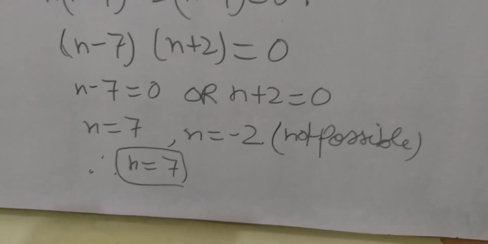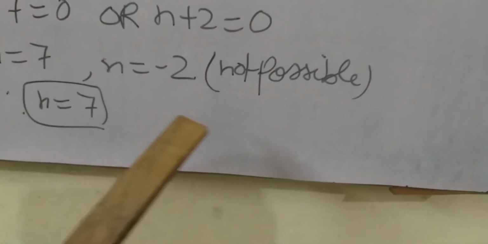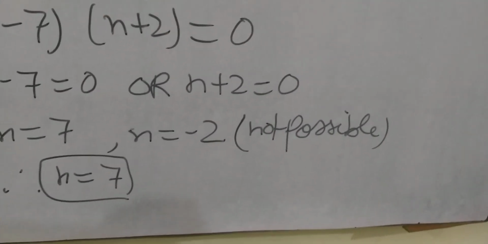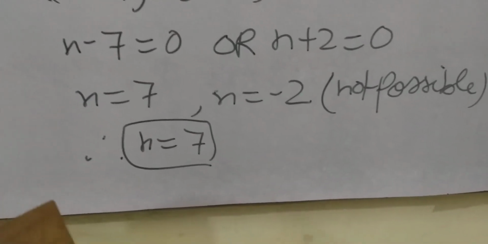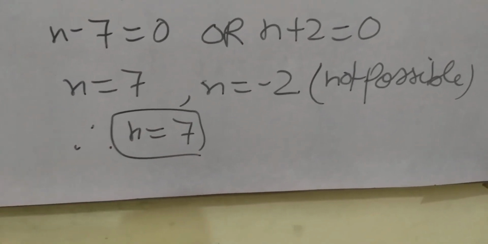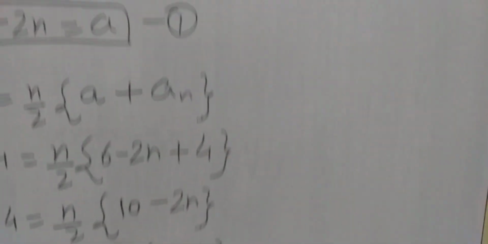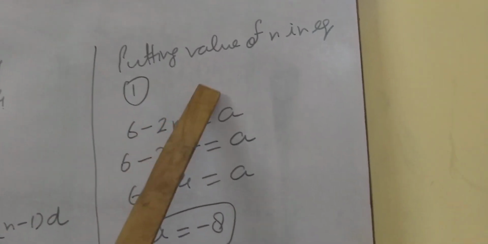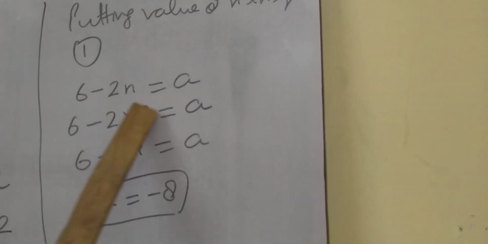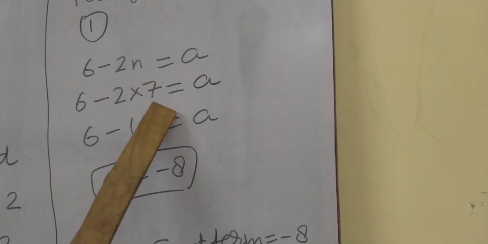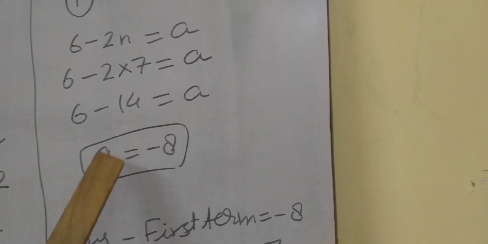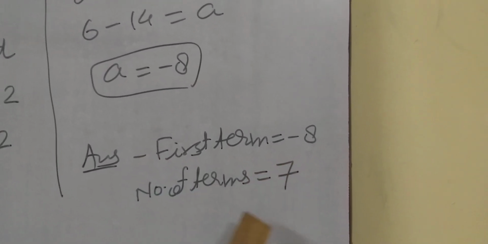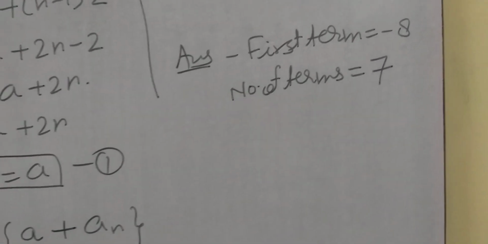Okay students? Minus 2 is not possible, because the number of terms can never be negative. So n equals 7. Let us put the value of n in equation number 1 to get a. 6 minus 2n equals a. We put n value 7: 6 minus 14 equals a. a equals minus 8. So the first term is minus 8 and the number of terms is 7. Okay students.